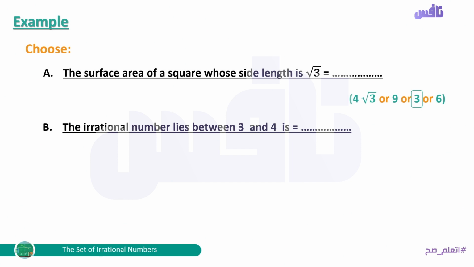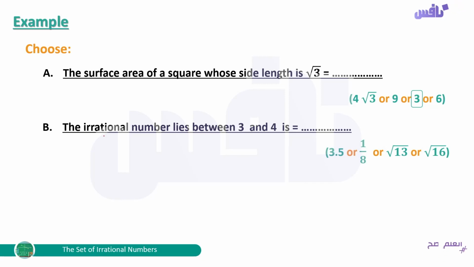Letter B, the irrational number lies between 3 and 4 is, and we have choices 3.5, 1 over 8, square root 13, square root 16. في ناس أول ما بتشوف الكويستشن ده بتروح على طول وتختار 3.5 وهيقول لك أنا صح لأن 3.5 lies between 3 and 4. Take care that the required is irrational number, not any number.